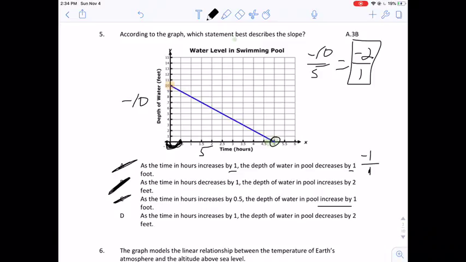So let's do the last one. The last one says, as time in hours increases by 1, so the time in hours is going to increase by 1. Let me get that one right here. Increases by 1, so it's only this part. The water in the pool decreases by 2, so it's going to go from here to right here to 8. Yep, that looks like a good answer. So my answer is going to be right here, D.